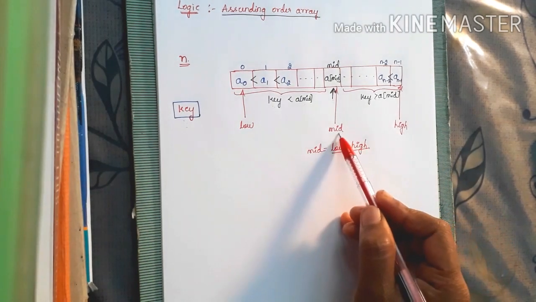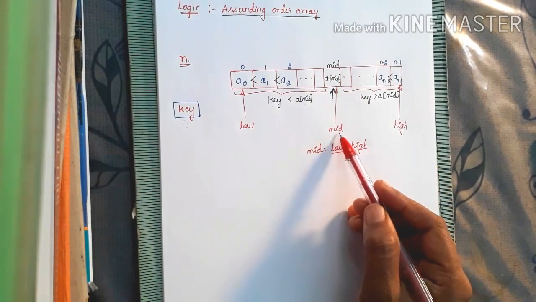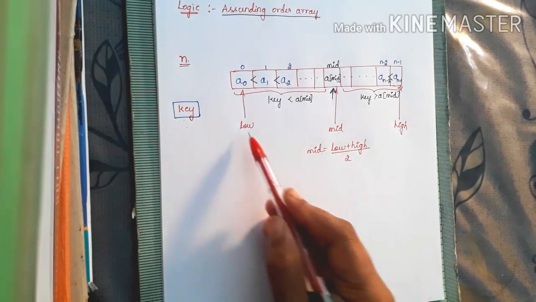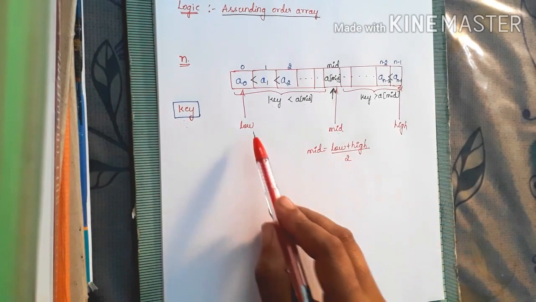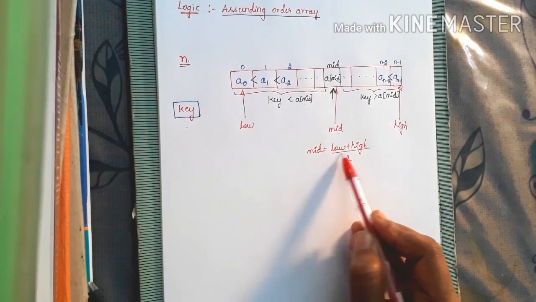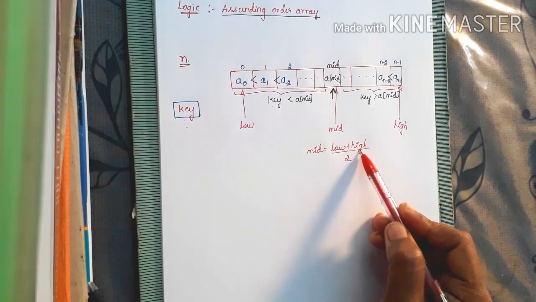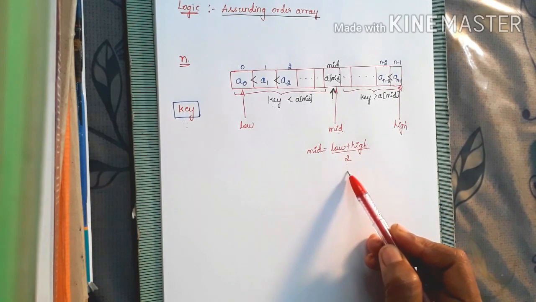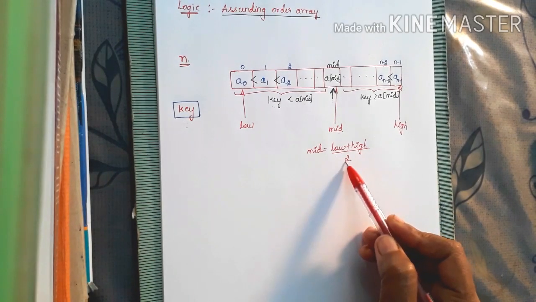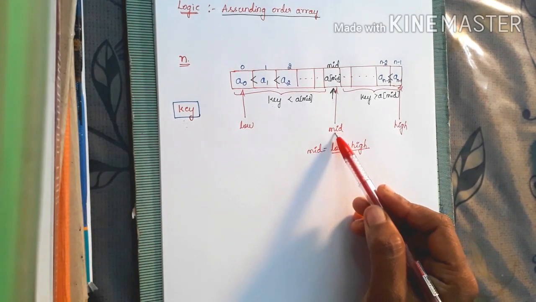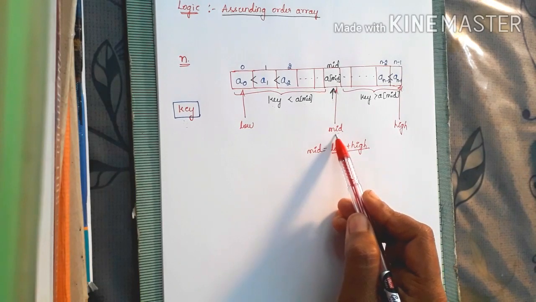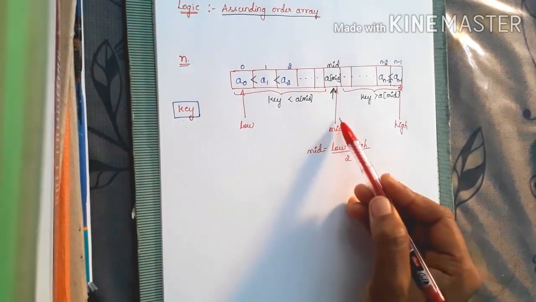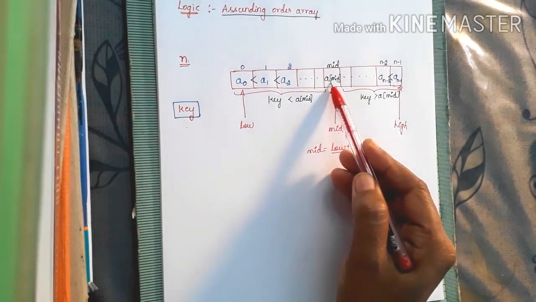To find the position of the middle element, that is mid, we use the formula (low plus high) divided by 2, that is, position of the first element of the array plus position of the last element of the array divided by 2, which gives the position of the middle element of the array. Using this position mid, we compare the key element with the middle element, that is E of mid.